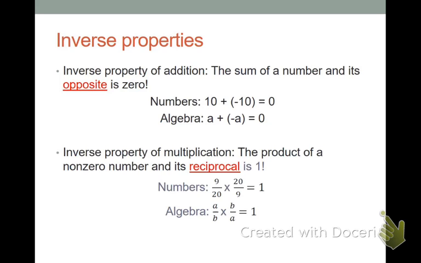All right, now with inverse properties, the inverse property of addition says, and we've already touched on this, that the sum of a number and its, highlight this on your paper, opposite is 0. Now on your paper, I also called it what? The additive inverse. You need to know that when I say what is the additive inverse of, say, 4, I'm asking for its opposite. So if I say, what is the additive inverse of 4, you would say negative 4. It's just a fancy word for the opposite.